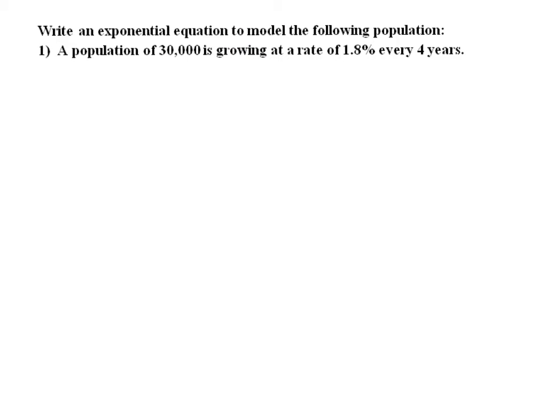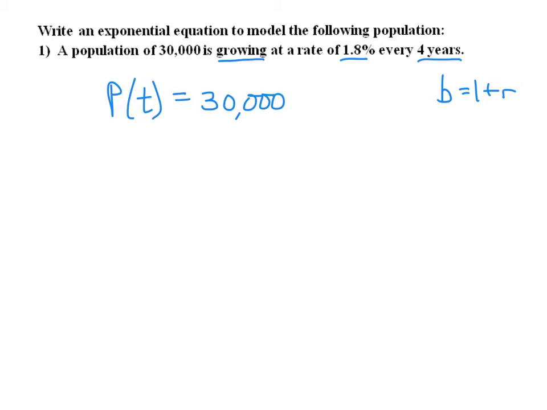Now let's go ahead and try to build some of these exponential equations to model populations. So if I see that I'm starting with a population of 30,000 and I see that my population is growing, I'm given the rate and I'm told how often that happens. So let's set up our equation for P of t. So we start with P of t is equal to, our initial population has to be 30,000 for this population. Now, since I see that my population is growing, that tells me that to get my B value, I'm going to have to say 1 plus the rate of growth.